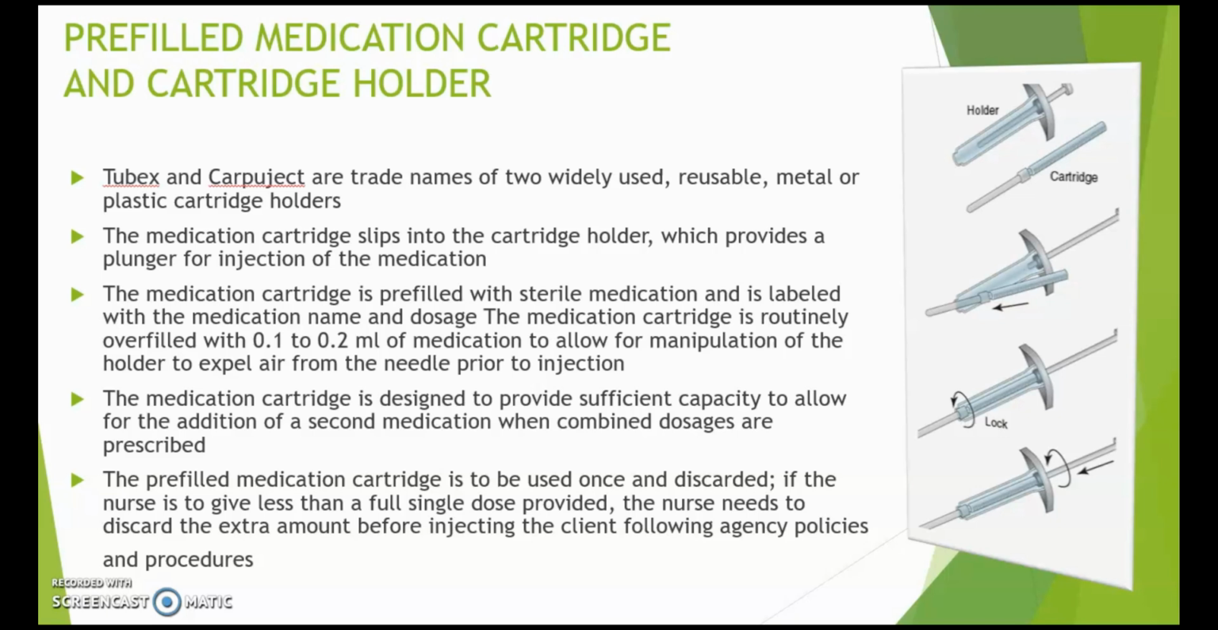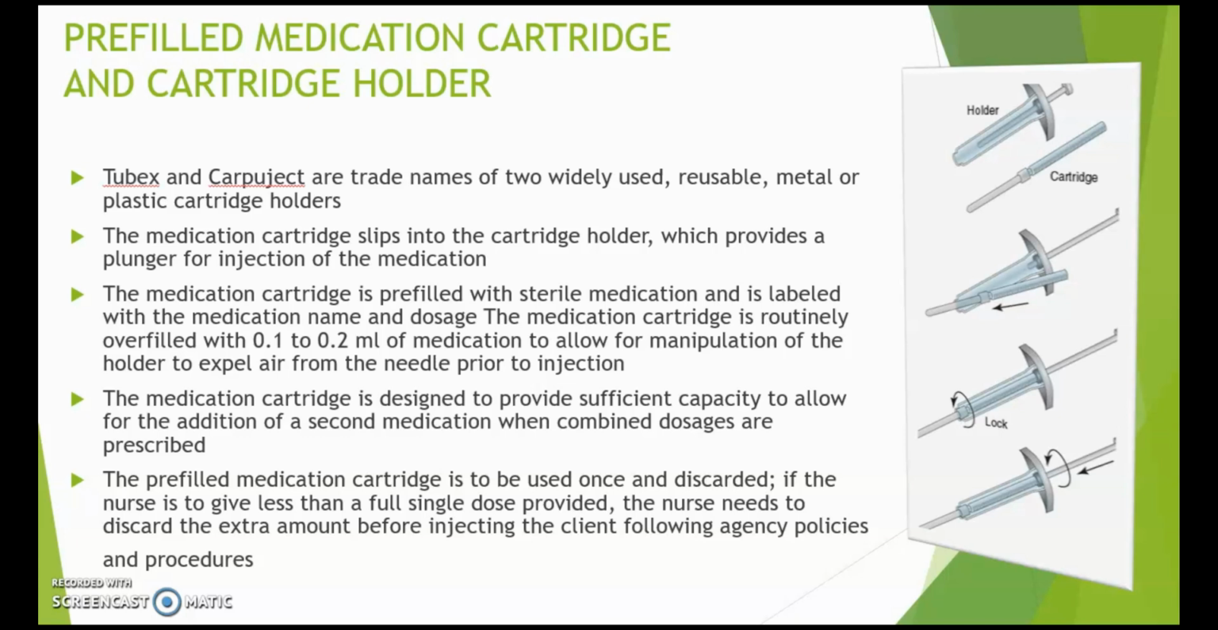A few things to keep in mind when talking about a cartridge holder. Tubex and Carpuject are the trade names of two widely used reusable metal or plastic cartridge holders. The medication cartridge slips into the cartridge holder, which provides a plunger for injection of the medication. The medication cartridge is pre-filled with sterile medication and is labeled with a medication name and dosage. The cartridge is routinely overfilled with 0.1 to 0.2 ml of medication to allow for manipulation of the holder to expel air from the needle prior to injection.